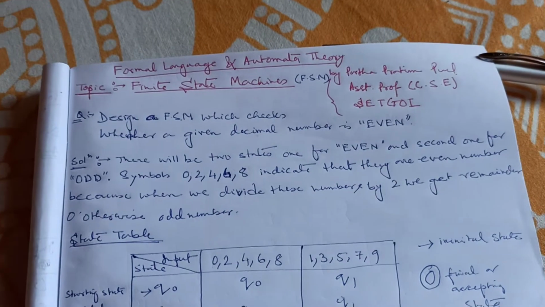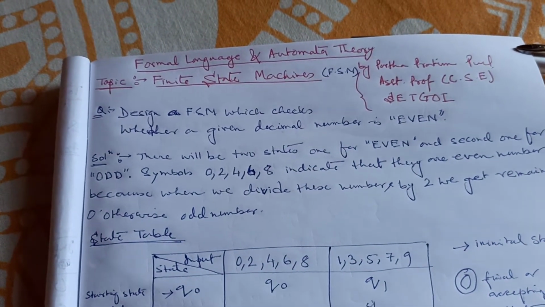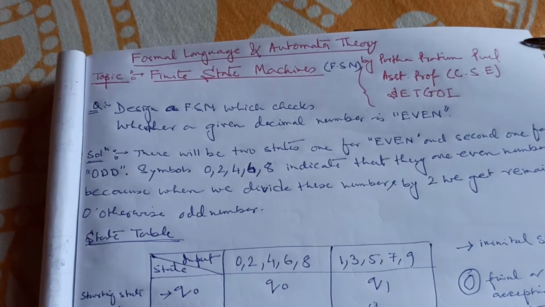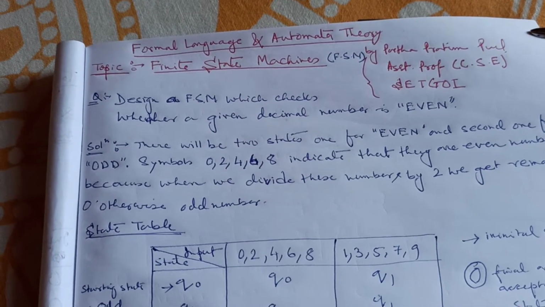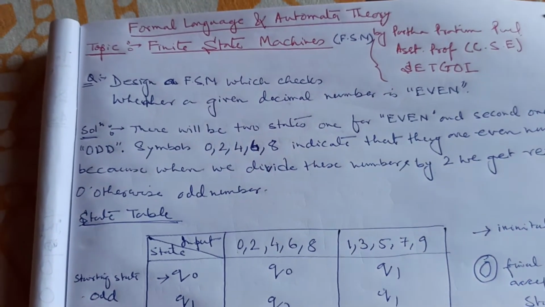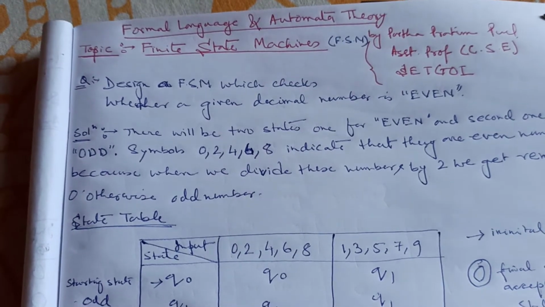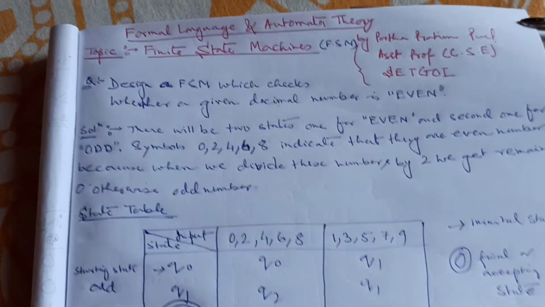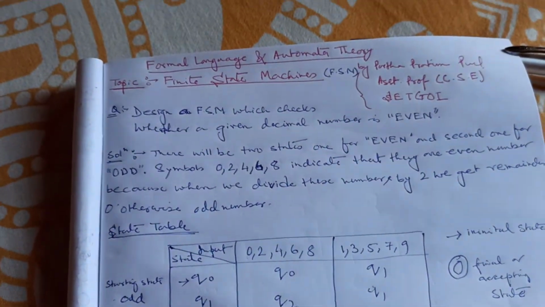Today I will discuss the subject formal language and automata theory, and under this subject I will discuss the topic finite state machines, that is FSM. Today's problem is to design an FSM which checks whether a given decimal number is even or odd. Now by using FSM we will check whether a given decimal number is even or odd.